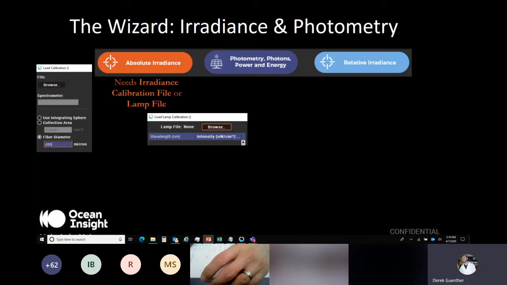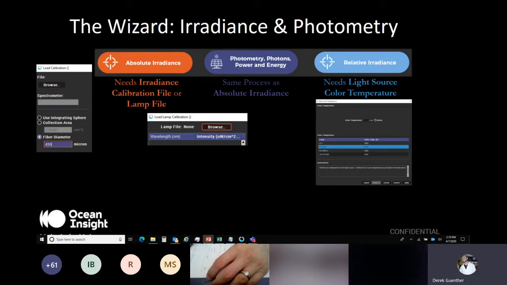So if you were to go through an absolute irradiance calibration, that's going to call for an irradiance calibration file. As you can see, that's where you would input that there. And it also then gives you the option to specify if you were using an integrating sphere, a known collection area over some square centimeter, or a fiber at some known diameter, like I put in 450 micron there. Or it's going to ask for a lamp file when doing this absolute irradiance setup. Now, the photometry and energy wizard is literally going to take you through that same process as absolute irradiance. But the relative irradiance is going to ask you for light source color temperature, which is either something you know from your own source, or you have a table such as here from Ocean Insight products that list this, for example, the HL2000's 2500 Kelvin there.